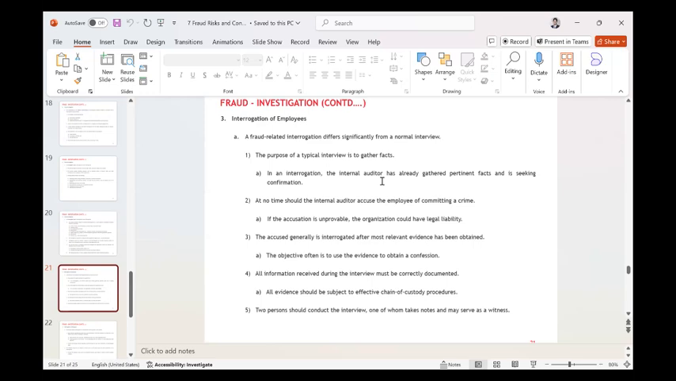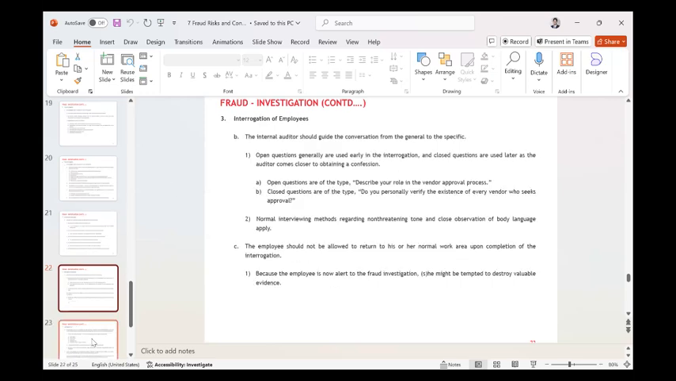Two persons should conduct it, one to take notes and one to serve as a witness. So one person asks the questions and observes, and the other person takes down the notes. Another witness is also good, so it's good to have two people.